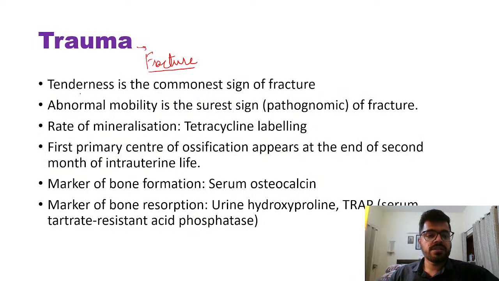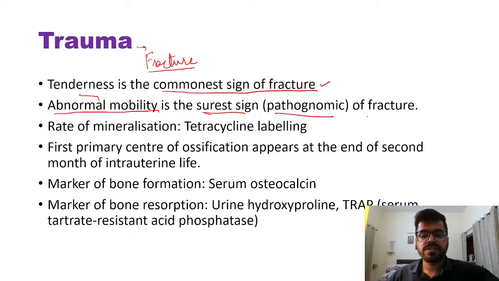So here it is. Tenderness is the commonest sign of fracture. It is the commonest sign, but tenderness can occur without fracture also. So it is not specific. Abnormal mobility is the surest or the pathognomonic sign of fracture.